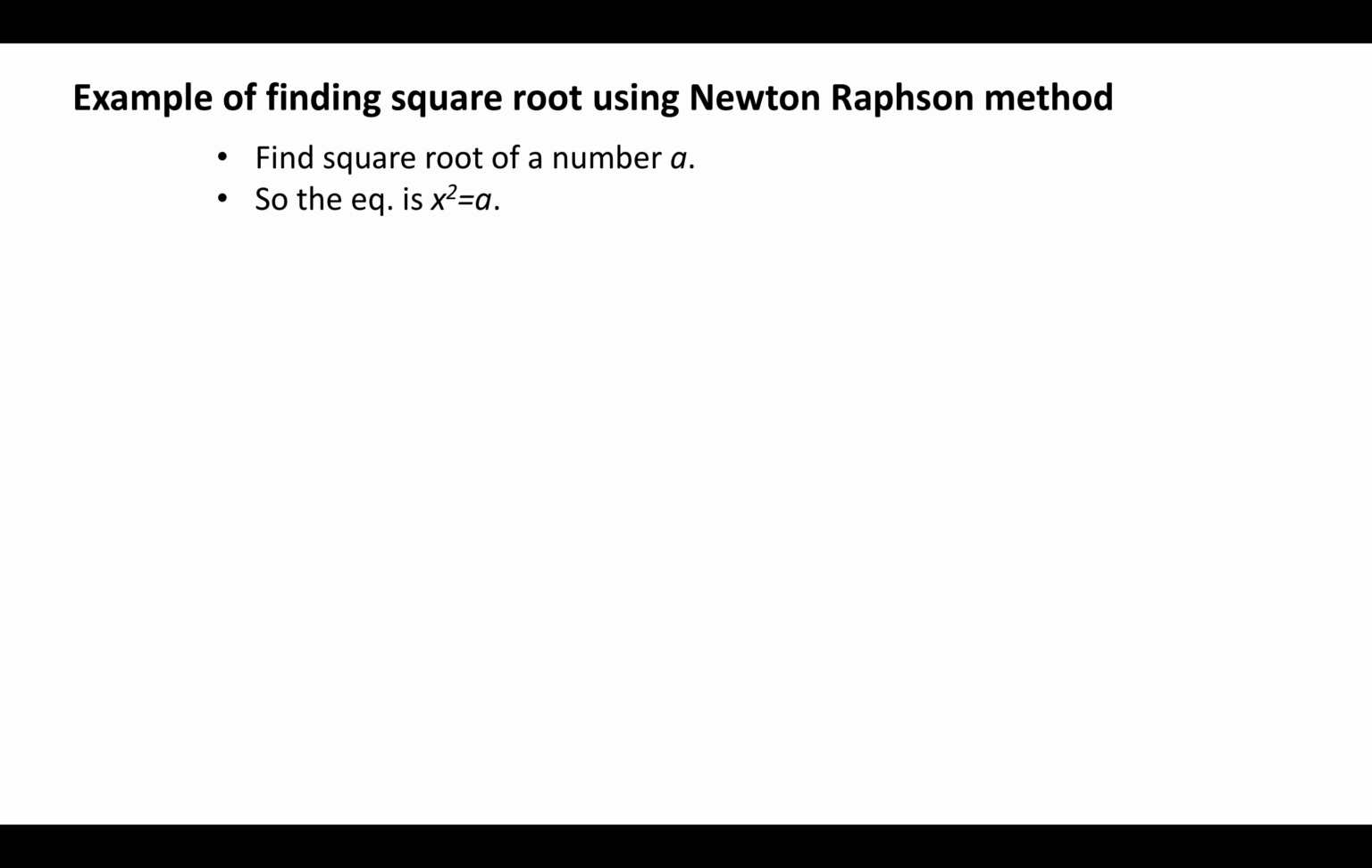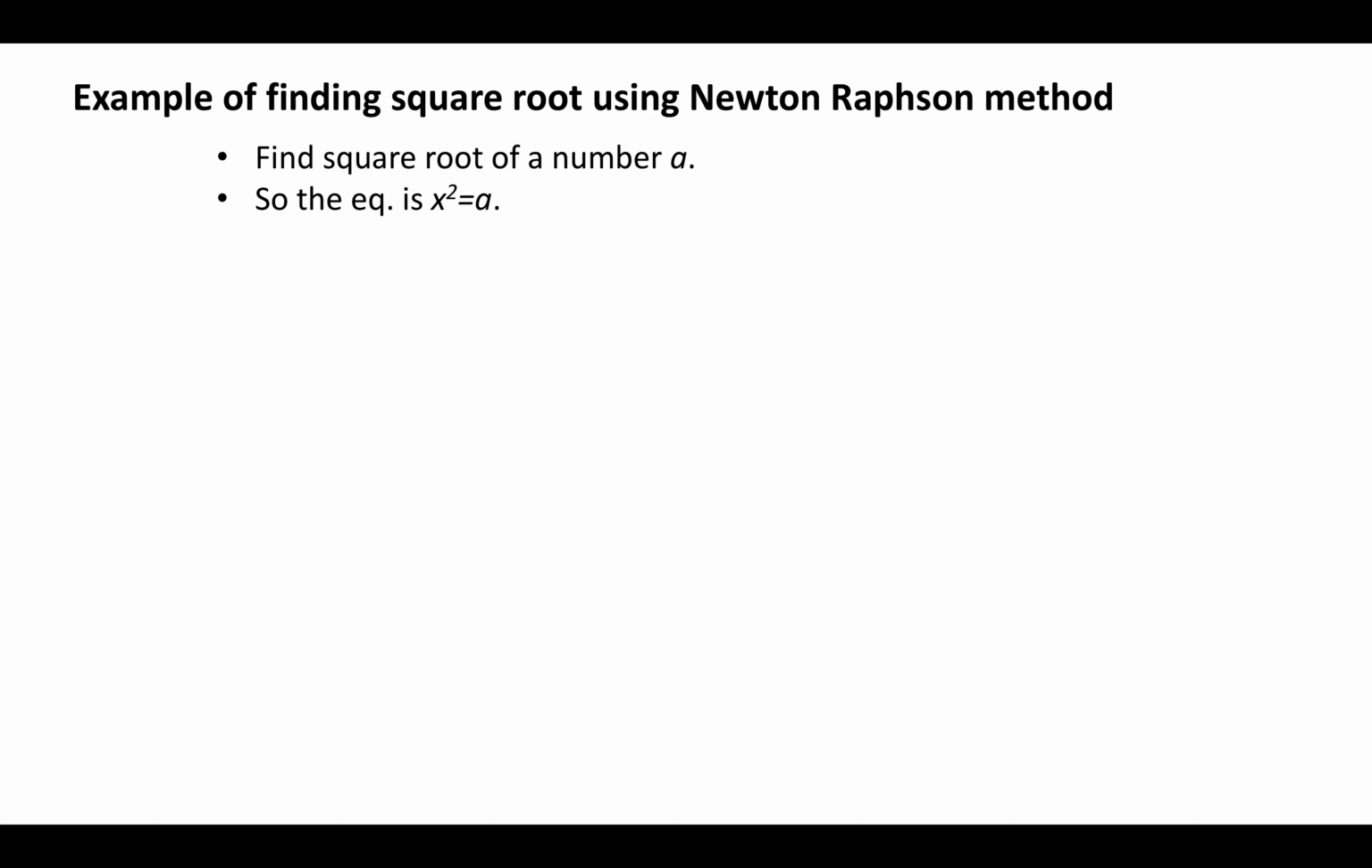So the equation is x square is equal to a. If you simplify this equation, x is equal to the square root of a, simply. So we have to find the square root of a. So I have simply written the equation x is equal to square root of a, or x square is equal to a. This is the equation for this problem.